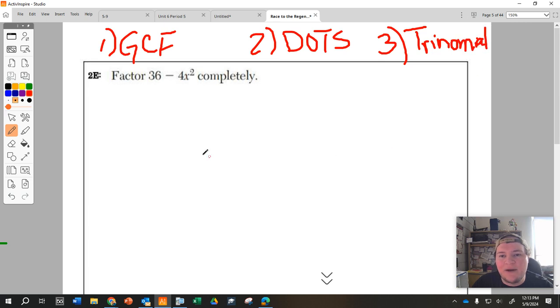Okay, GCF, DOTS, trinomial. Factor completely. Which technique do you always try first? GCF. Is there a number they both have in common? Now, do they have any letters in common? Do they have any variables in common?